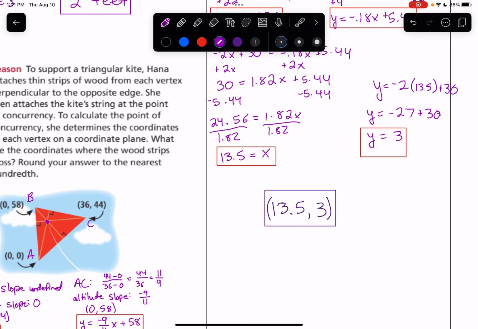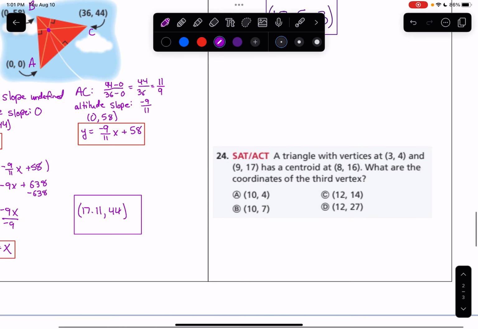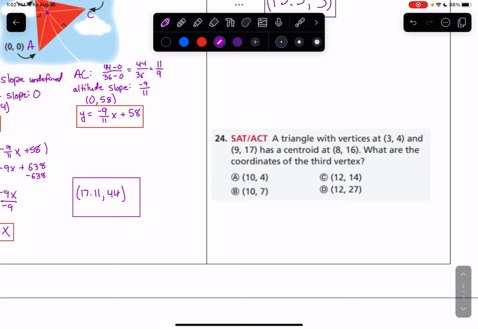Perfect. And one more on here. A triangle with vertices at 3, 4, and 9, 17 has a centroid at 8, 16. What are the coordinates of the third vertex? When we go through and find that out, one way to do this would be graphing. The coordinates of the third vertex would be D, 12, 27.